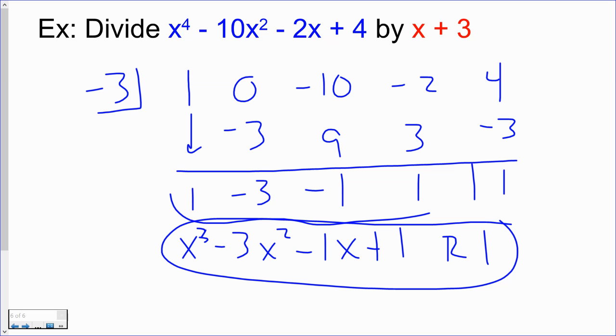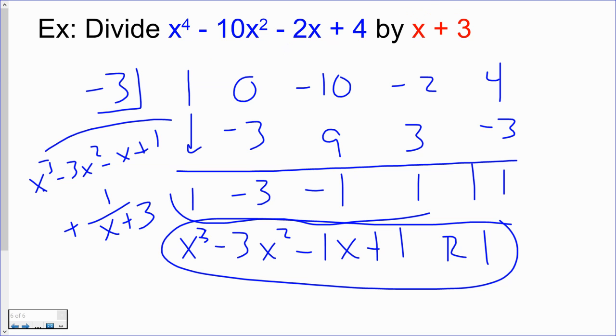So some people will write it like that. Another way to write it is x to the third minus 3x squared minus x plus 1. And then you would take your remainder of 1 divided by what you divided the whole thing by. So we divided by an x plus 3. So then that's also your answer as well.